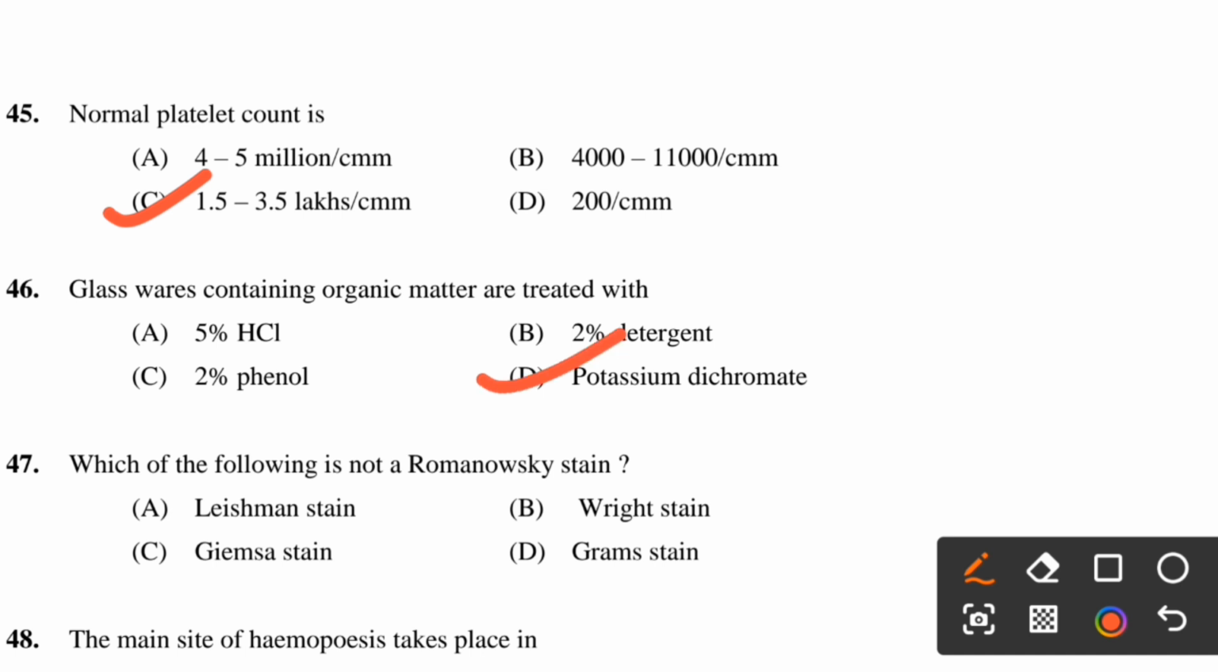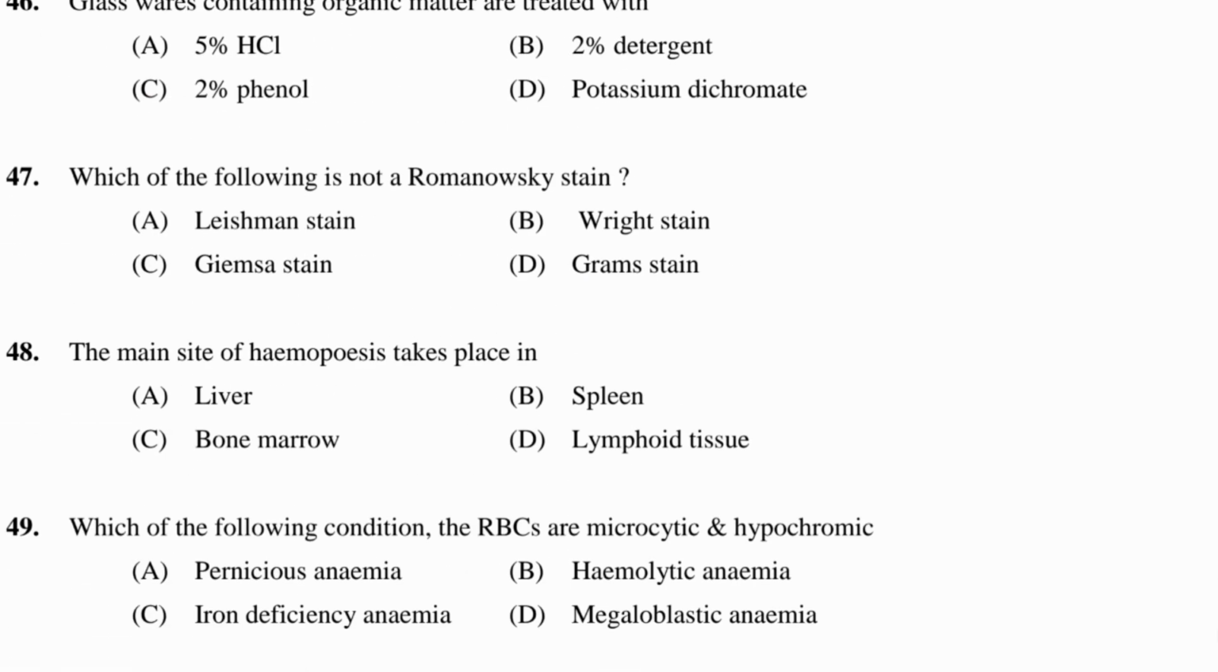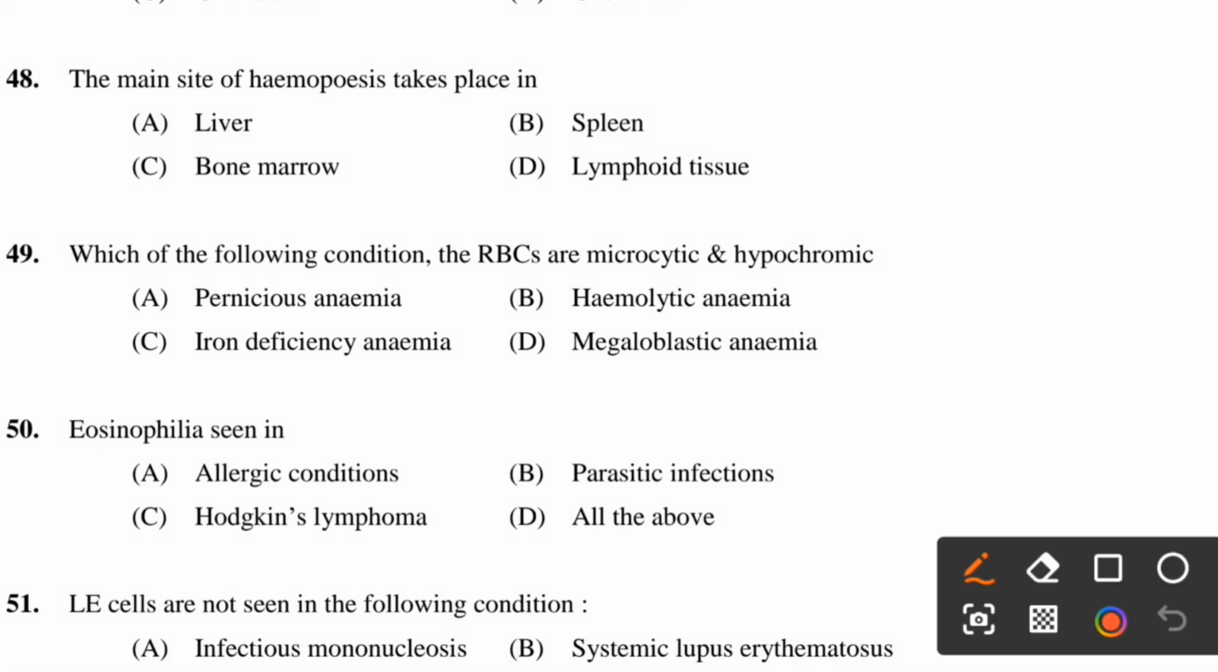Next one, which of the following is not a Romanowsky stain? Leishman, Rice stain, Giemsa, Gram stain. Right answer is Gram stain. Next question, the main site of hematopoiesis. Liver, spleen, bone marrow, lymphoid tissue. The right answer is bone marrow. Main site of hematopoiesis is bone marrow.